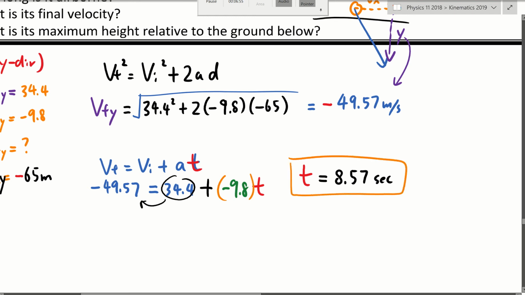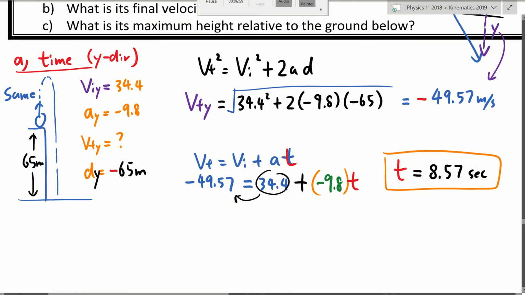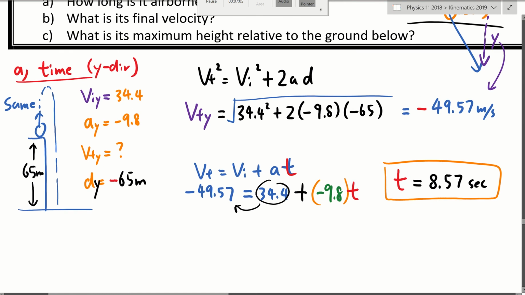So we have to take a detour. We have to get v final y first, just like the 1D option. And once we are done with that, we can get time. Getting time is also like solving most of the question though.